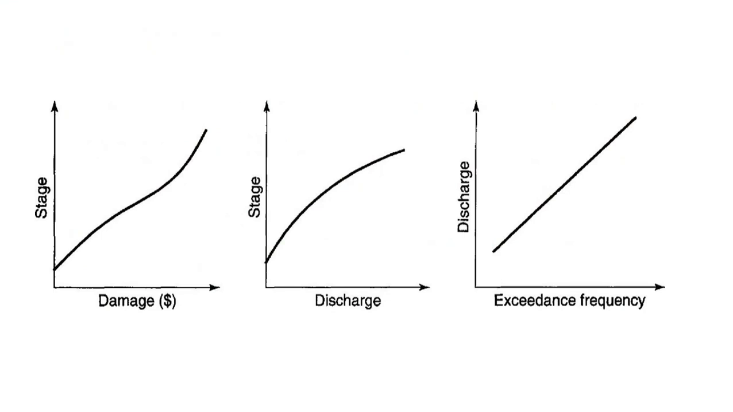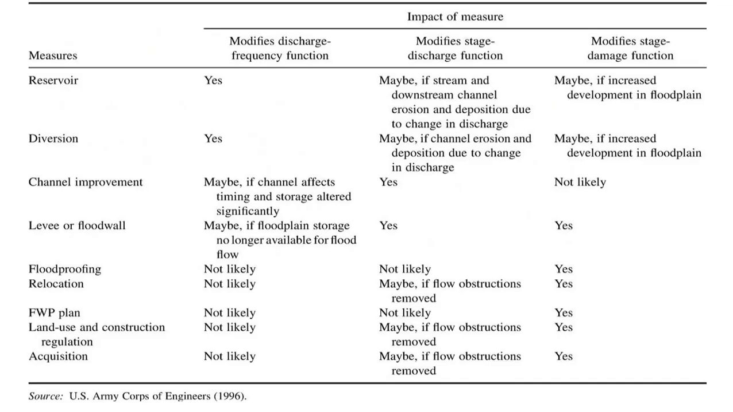So the basic functional relationships required to assess the value of flood damage reduction alternatives are stage damage, stage discharge, and your flood flow frequency relationships. As we can see here, they are directly proportional. So damage is proportionate to the stage or the level of your flood. And as you increase the exceedance frequency, you tend to increase the discharge of your flooding.